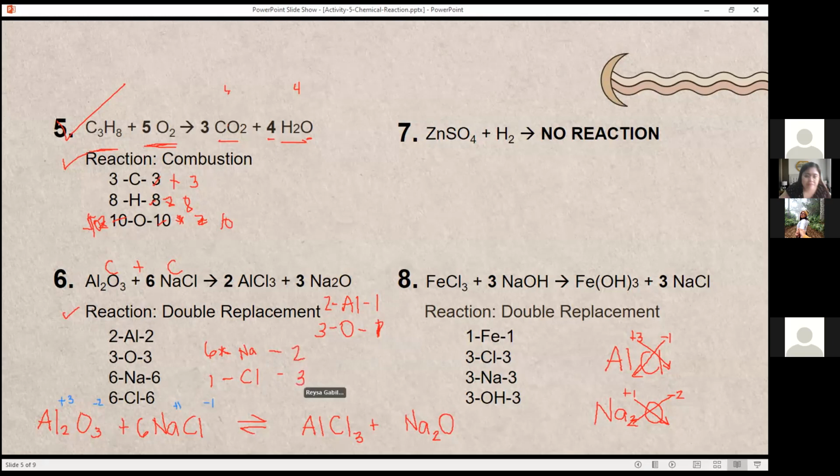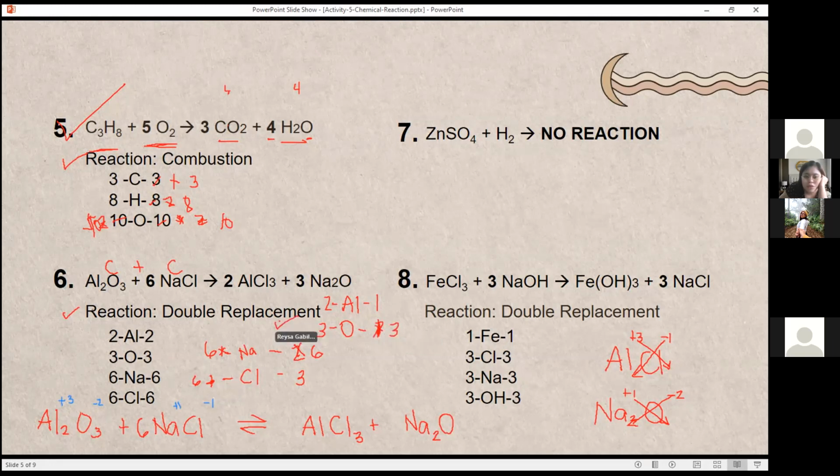Cl is 3. Okay? So, si Na ay ginawang 6. So, kailangan 6 din siya sa kabila. So, nilagyan ng 3. So, this becomes 6. But kasama ni Na si Cl, so this becomes 6 also. Sa kabila, kasama ni sodium si oxygen, so this becomes 3. So the oxygen is already balanced.